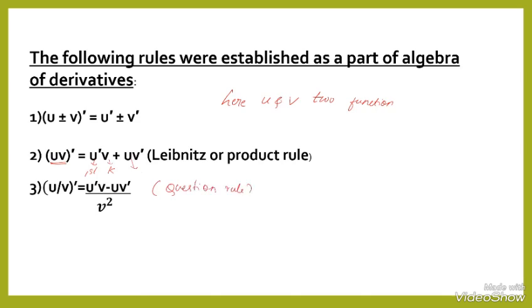Here it is the quotient rule. Here there are two functions of the form u by v, whole differentiation. What can be written? First, differentiate the first function and keep the second function as a constant, minus, differentiate the second function and keep the first function constant, then divide by the square of the second function. This is called the quotient rule. Okay, we will discuss these three rules while solving the problems.